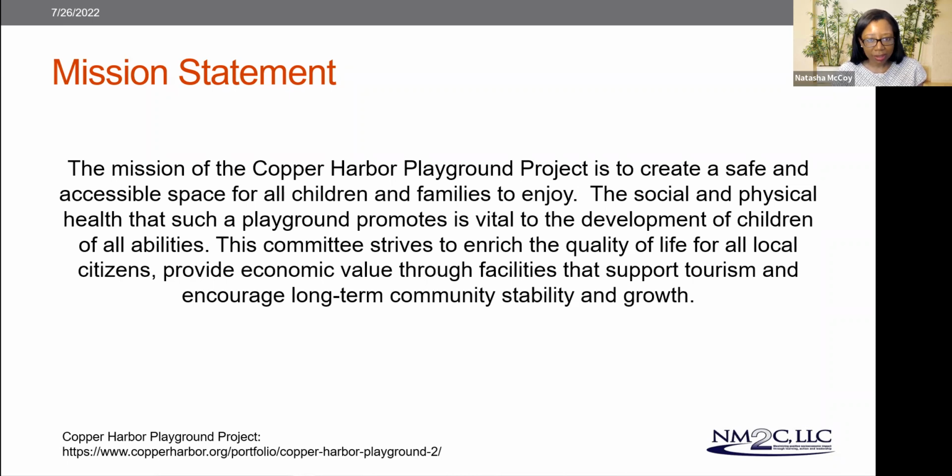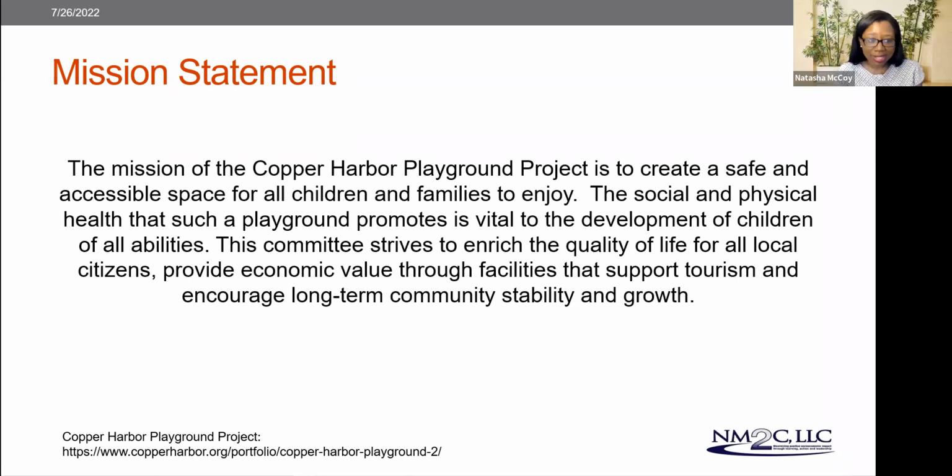And so they determined that their mission is to create a safe and accessible space for all children and families to enjoy. That the social and physical health that such a playground promotes is vital to the development of children of all abilities. This community strives to enrich the quality of life for all local citizens, provide economic value through facilities that support tourism, and encourage long-term community stability and growth.